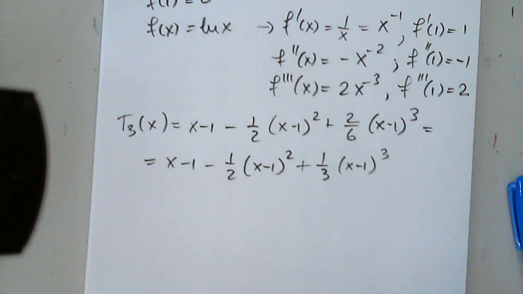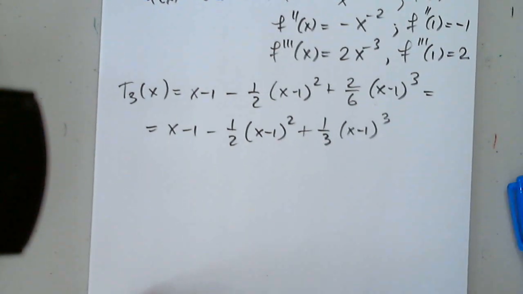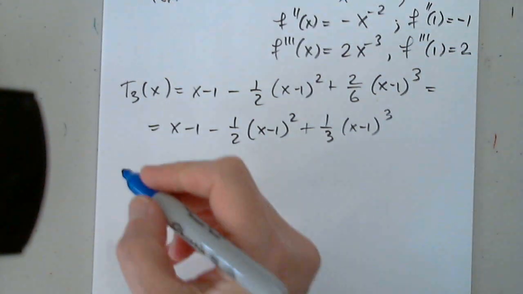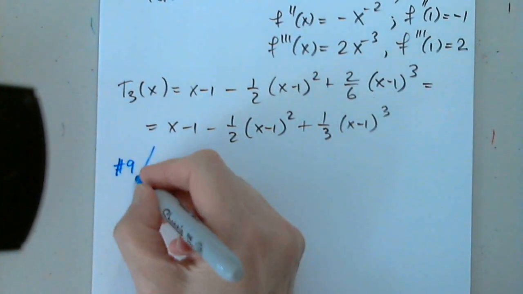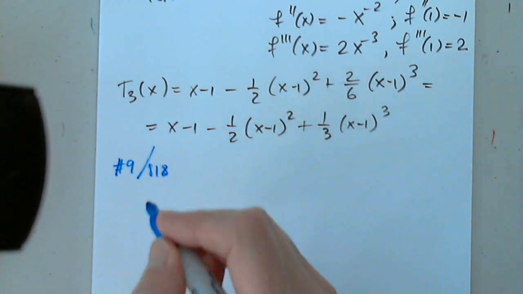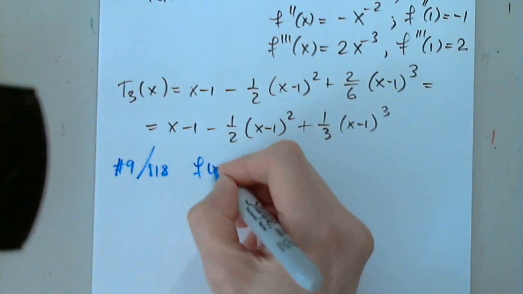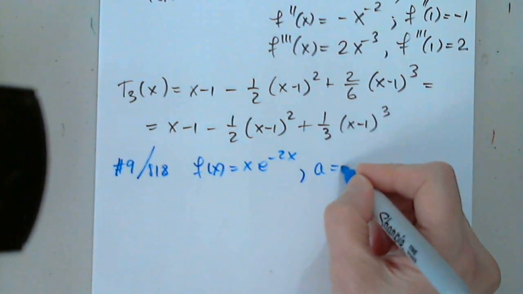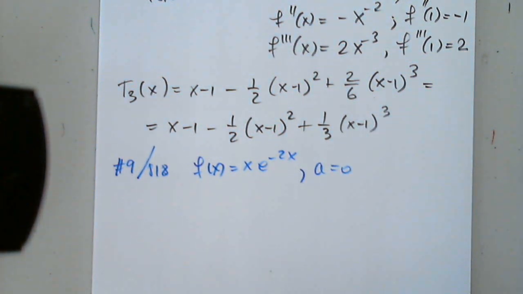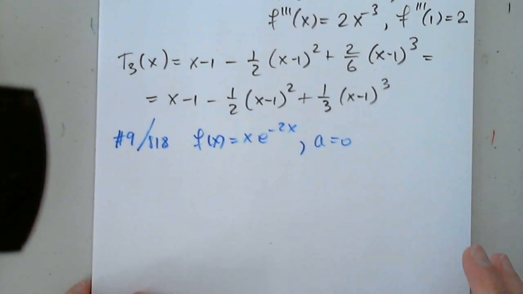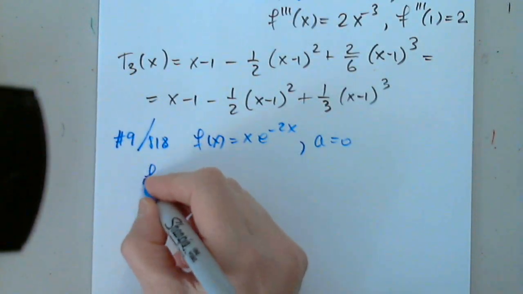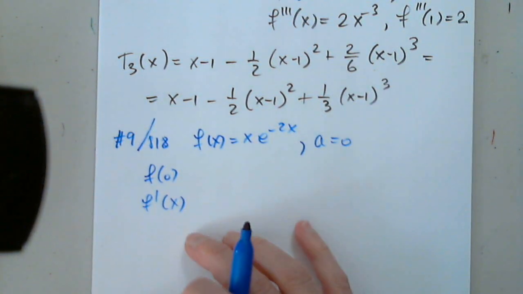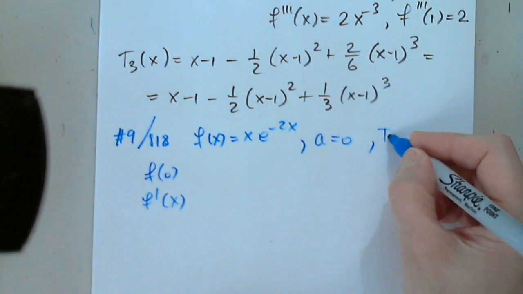Okay, moving on. Next problem, problem 9, on the same page, 818. And this time we have f of x equals x e to -2x, and this time it is centered at 0. So first of all, we need to determine f of 0, f prime of x, the second derivative. We're asked to find the same thing, T3.